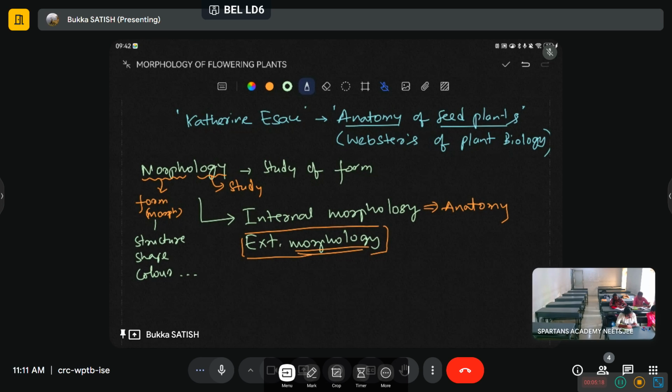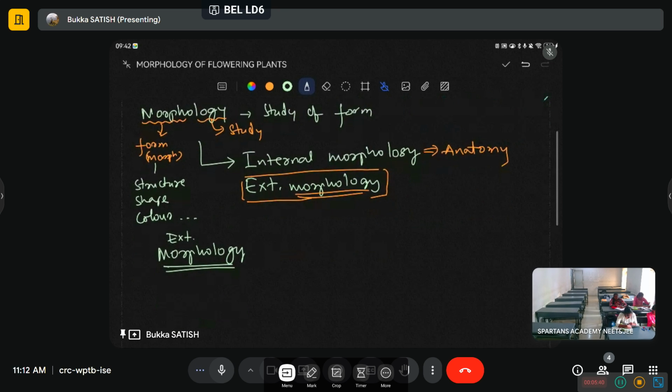So whether you are studying the internal form or external form, we have two different branches. In this chapter, which is morphology, by default we are studying external morphology, whereas internal morphology is what we call anatomy, which is the next chapter. So just write morphology is the first part.